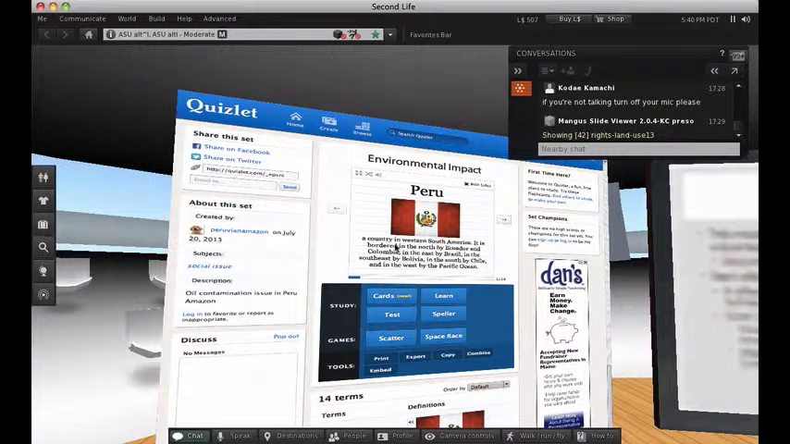So what we did is we categorized the information into three main categories, and then each of us wrote five questions.